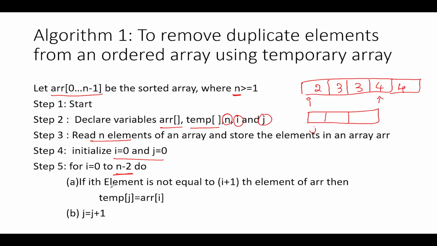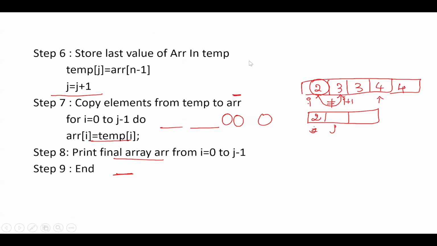That is the reason one element less I'm going to compare. Then after that, if the ith element is not equal to I plus 1, then I'm going to store that in the temporary variable. Whenever I'm comparing, if I value is not equal to I plus 1 value, then the I value is going to be stored in my temporary variable, and then I'm also going to increment the j value, of course, because the next value I want to store here, isn't it? If they are equal, then I will simply increment only the j value.